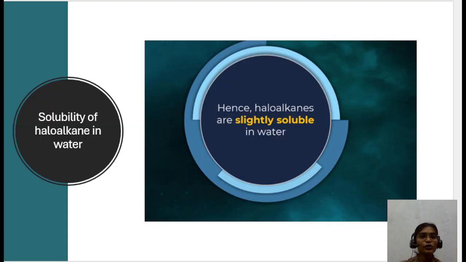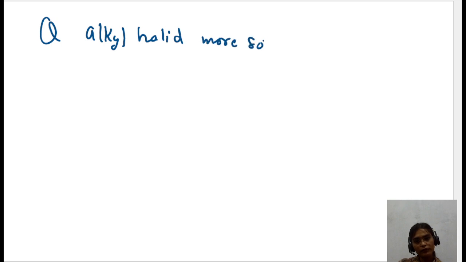Next one is solubility. This is the last topic. Before starting with solubility, my first question to you: what do you think about the solubility of haloalkanes or haloarenes, that is, alkyl halides? Question: is an alkyl halide more soluble in water or in an organic solvent? What do you think about it?